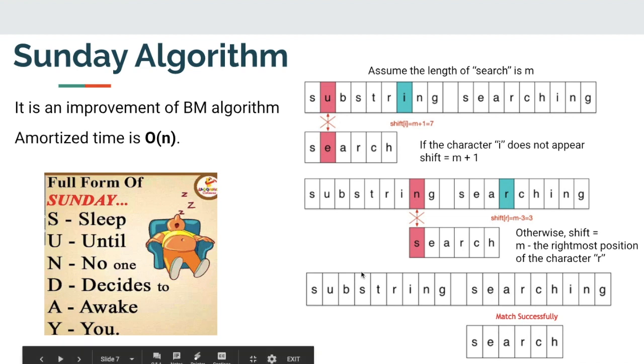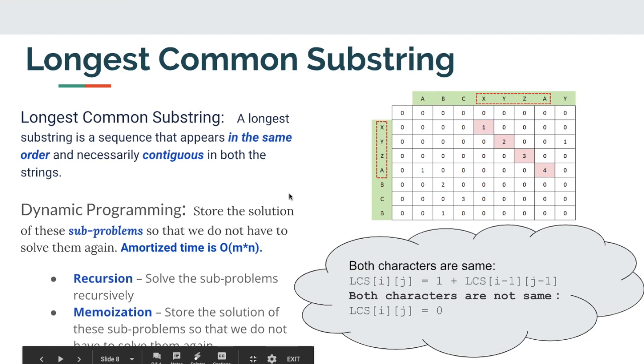But if we cannot get the string match from the Sunday algorithm, we need to use dynamic programming to find the longest common substring. The main idea of dynamic programming is that we just store the same subproblem once, so the amortized time is O(m times n). We just need to find the largest number in the matrix after building the dynamic table, so we can find the longest common substring.